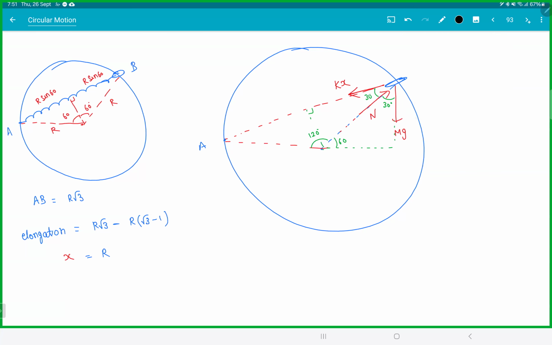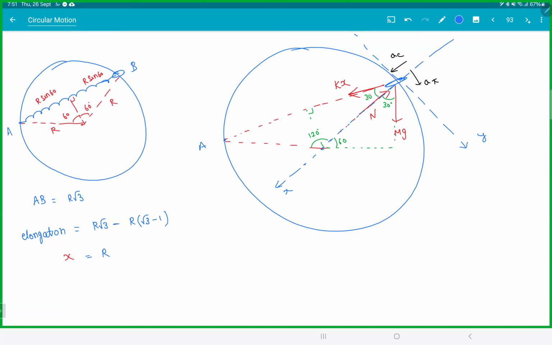Since you're going in a circle, remember there will be a tangential and there will also be a centripetal. There are two accelerations. Now your speed is also changing. You're done. Newton's second law. Apply the force is equal to mass into acceleration. So resolve the components along the normal. I'm resolving in this direction. So I'm choosing this as my x-axis and the perpendicular tangential as my y-axis.